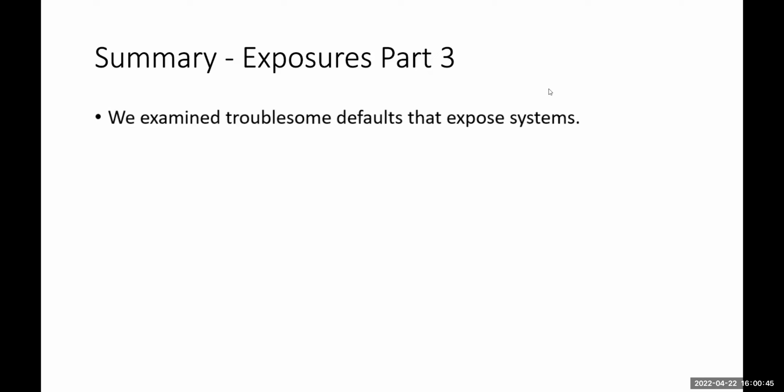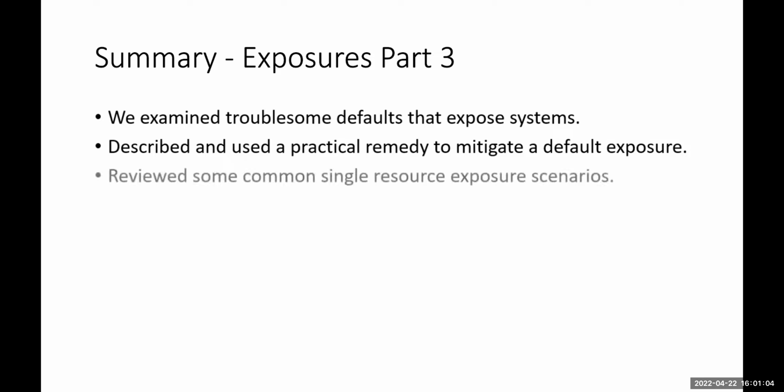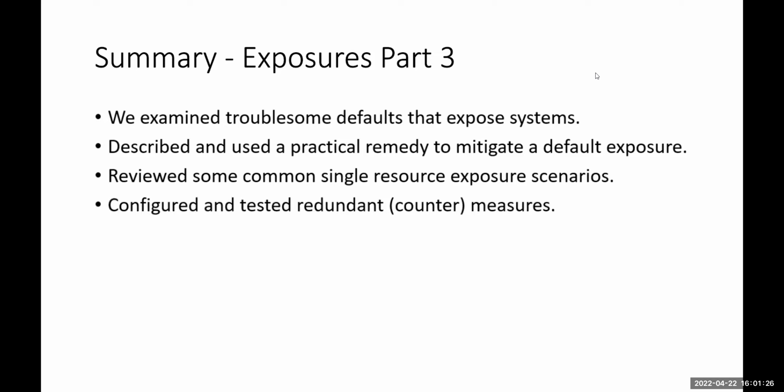So to summarize, we examined some troublesome defaults that expose systems, like the root administrator account that's created when the operating system is first set up. We described and used a practical remedy to mitigate a default exposure. We reviewed some common single resource exposure scenarios, like a single set of DNS servers. If those are hijacked, that DNS service is so critical, and also domain security policies. We reviewed how to configure, and in your assignment and your solution, we will give you the opportunity to configure those so you can test how that redundant measure works.